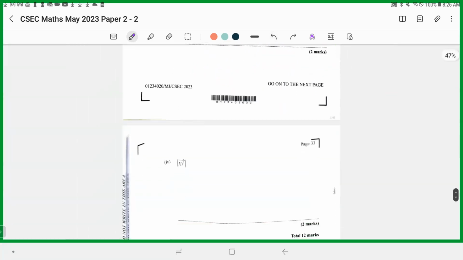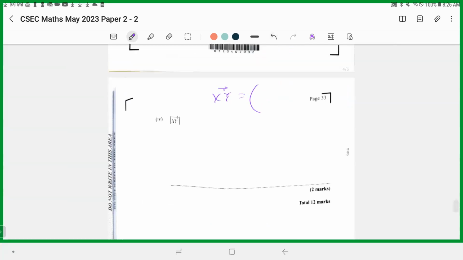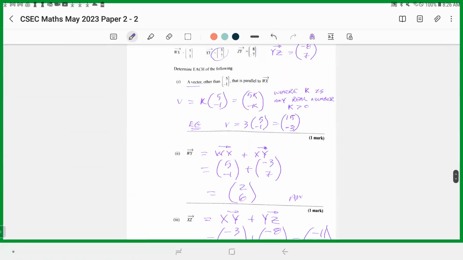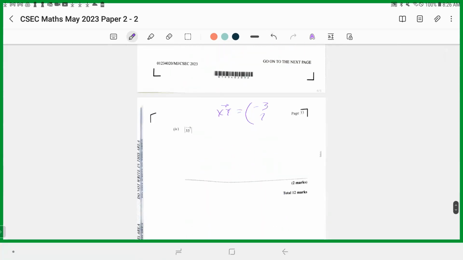That done. Next part, the modulus of XY. The modulus is the length. What is XY again? XY is negative 3, 7. So the modulus of XY needs a length. It becomes the square root of 3 squared plus 7 squared. That's the length of the vector.